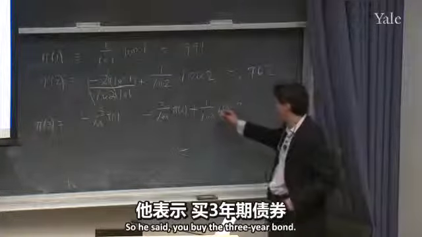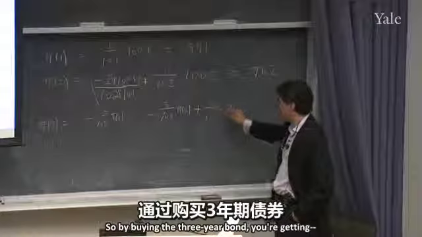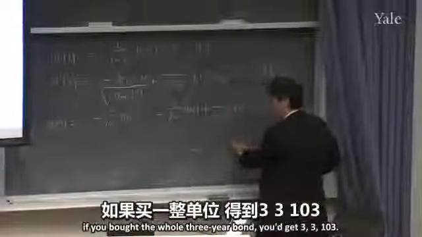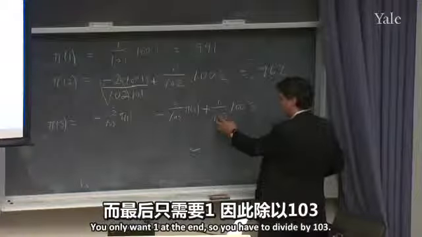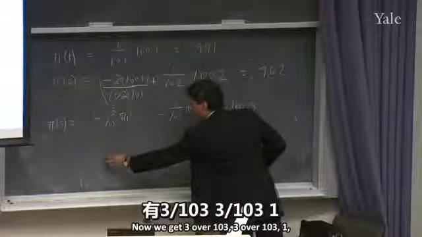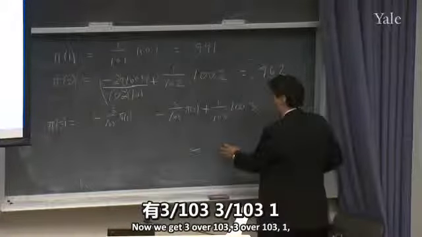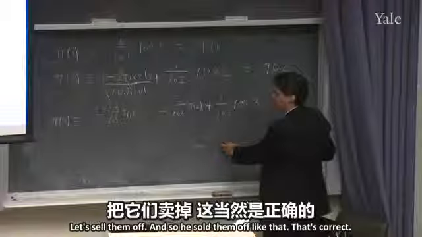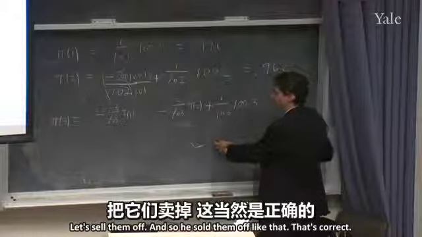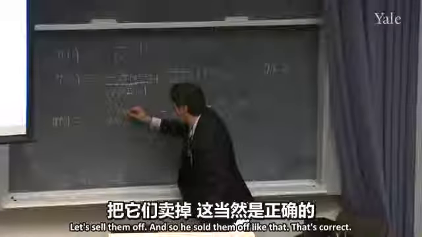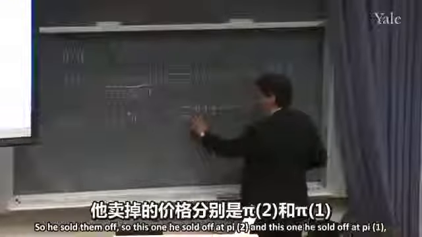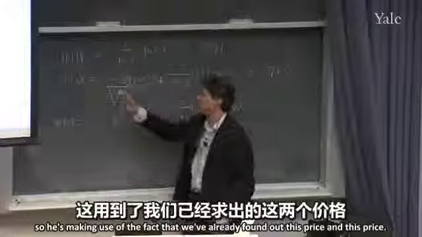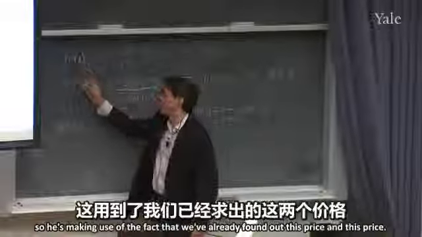So he said, you buy the 3-year bond. By buying the 3-year bond, if you bought the whole 3-year bond, you get 3, 3, 103. You only want 1 at the end, so you have to divide by 103. Now we get 3 over 103, 3 over 103, 1. And so he's saying, we've got 2 extra payments. Let's sell them off. Actually, that's correct. So he sold this one off at pi 2, and this one he sold off at pi 1. So he's making use of the fact that we've already found out this price and this price.